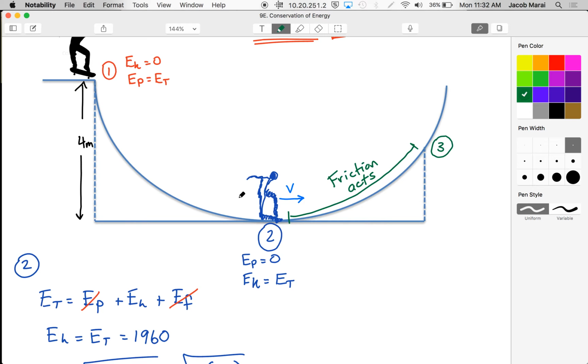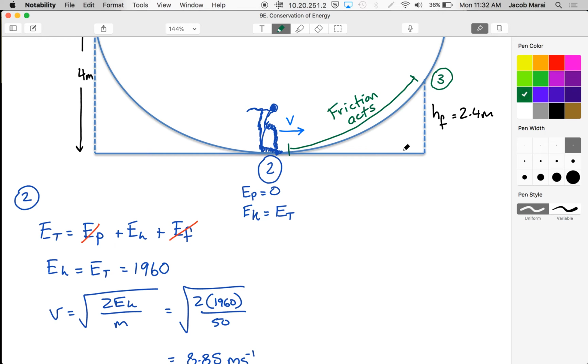Now he is going to lose mechanical energy. Let's now say that he is observed to travel to a height of 2.4 meters, H final. Okay? So let's now make our statements. Our total energy, if that's his maximum height, we're going to set that V equals 0.